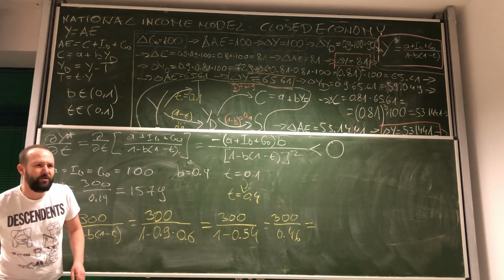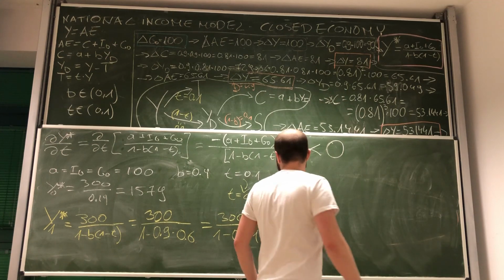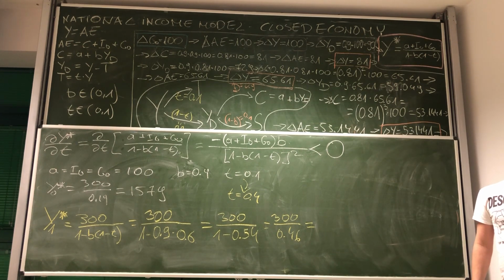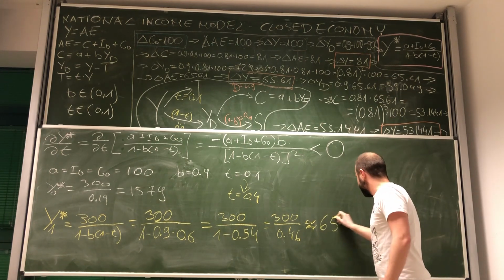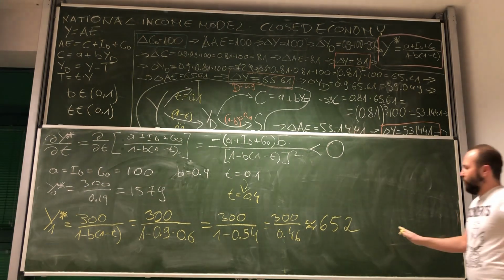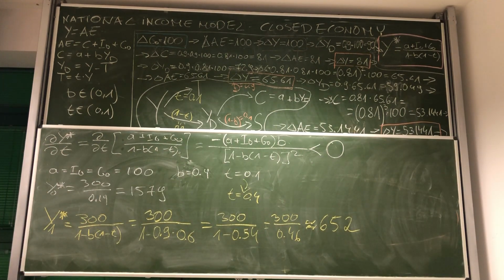And this is equal to approximately 652. Okay, we clearly see that something is very, very different in this economy. Why has this happened? Look, we clearly see that the level of income has dropped.